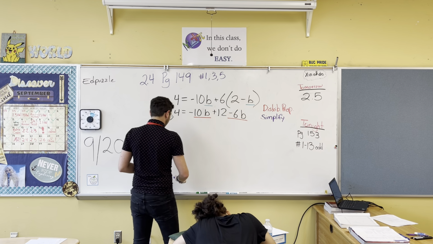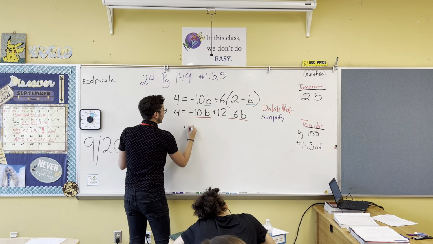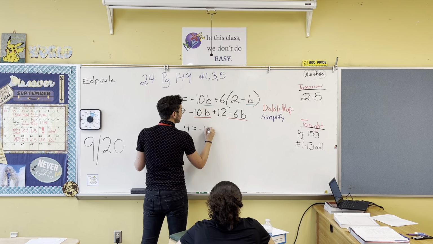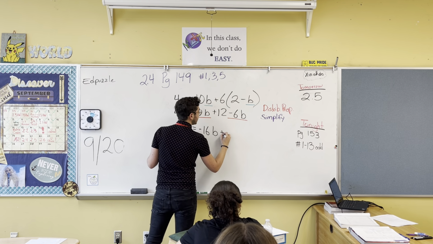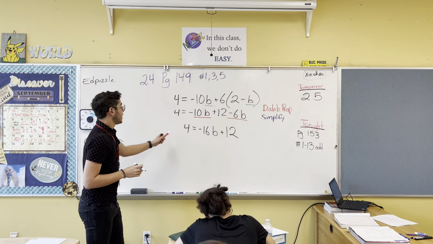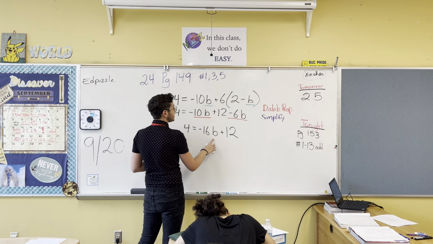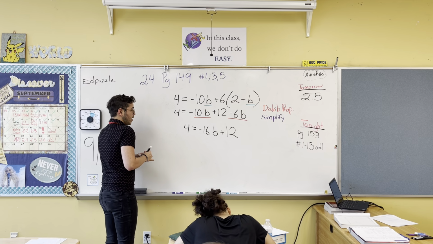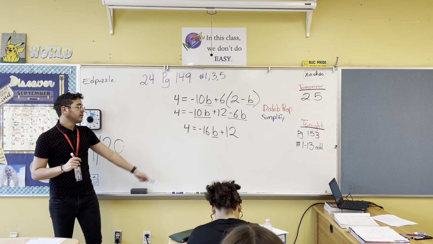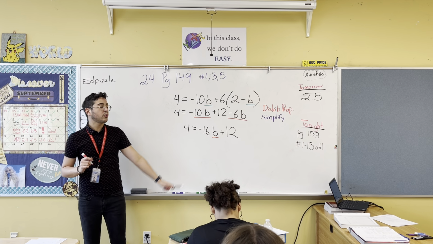So when we simplify, we get 4 is equal to negative 16b plus 12. Our variable is right here. What is farthest away from the variable? The negative 16 multiplied or the plus 12?